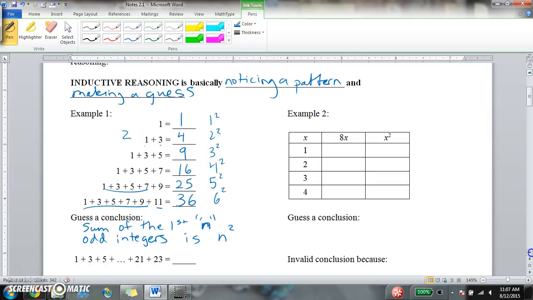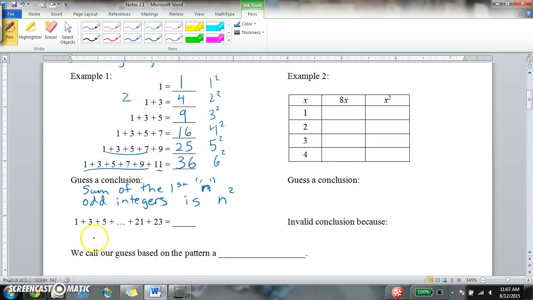So if I were to guess this, I would first have to figure out how many odd integers I am adding up here. So this is just this pattern up here continued, and I want to guess what the number is going to be based on my conclusion right here. So 1, 3, 5, 7, 9, 11, 13, 15, 17, 19, and then I would have 21 and 23. So I have to count up how many that is.